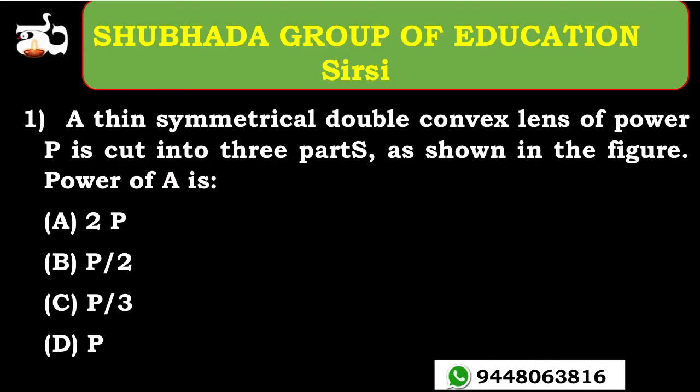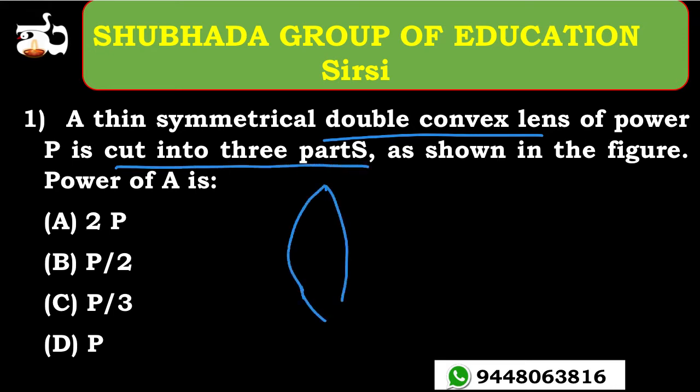Here is a problem on geometrical optics or ray optics. Look at the problem. A thin symmetrical double convex lens has a power P and is cut into three parts as shown in the figure. This is the given diagram, and it is cut in three different parts: A, B and C. Now the power of A is what they are expecting, the power of this part.